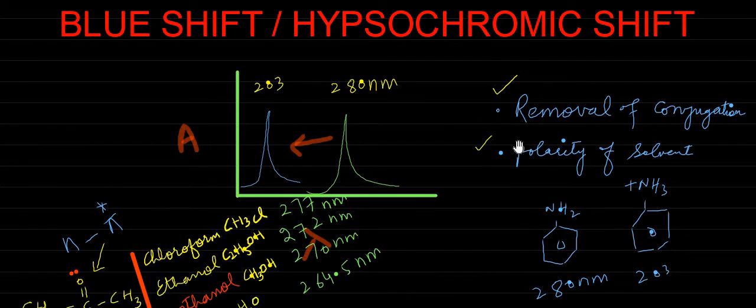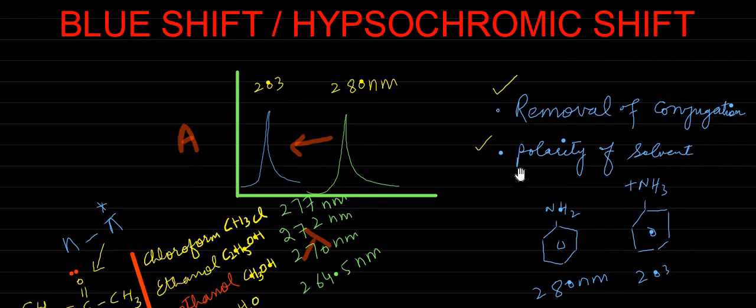Let's say we have a molecule like aniline, a benzene aromatic system with an NH2 group where nitrogen has a lone pair of electrons, and it absorbs at 280 nanometer. And if the pH of the system changes, or due to certain reasons it is protonated, the lambda max is shifted from 280 nanometer to 203 nanometer. That is a shift due to the unavailability of the extended conjugation, due to the unavailability of the lone pair present on the nitrogen atom.